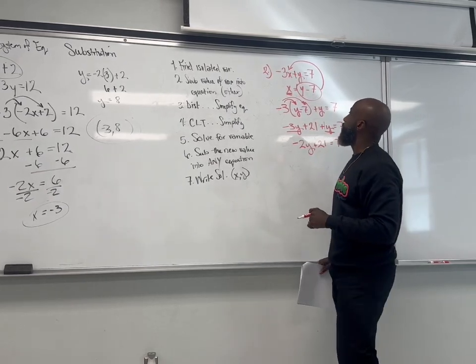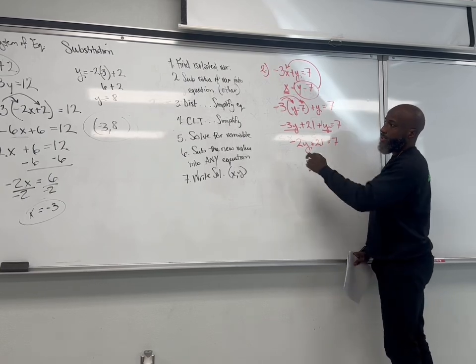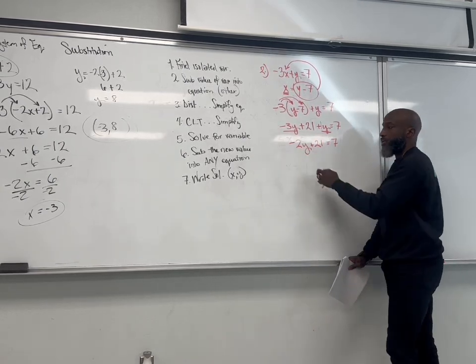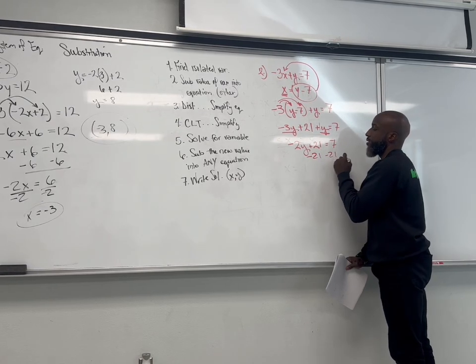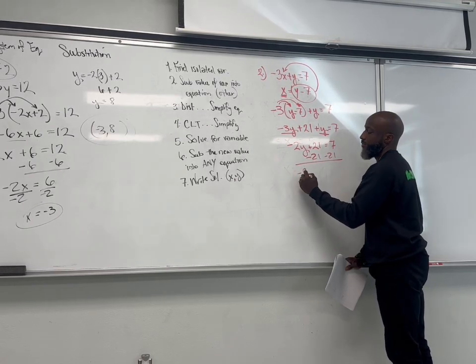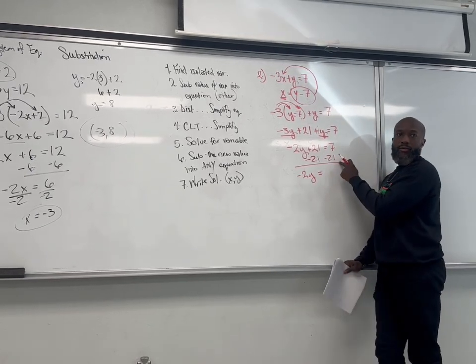Okay? Let me make sure my signs are good. Yeah. So then from here, we simplify. Now we're going to solve for the variable. We're going to solve for y. Subtract 21 from both sides. So we got negative 2y equals 7 minus 21.